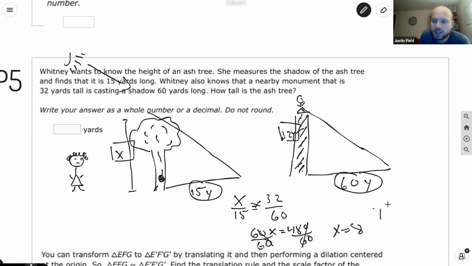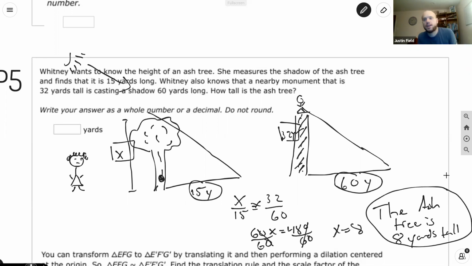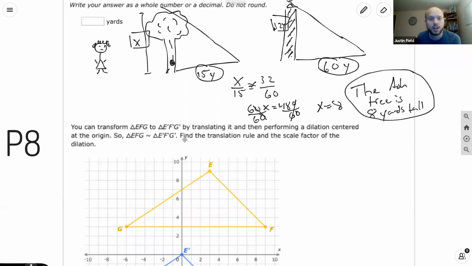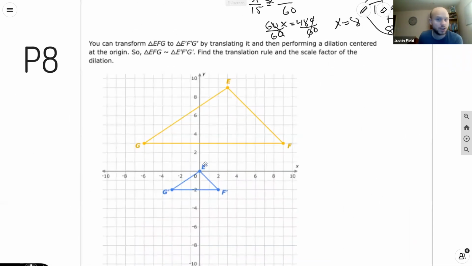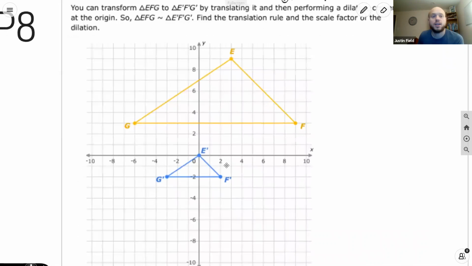That means the ash tree is 8 yards tall. So you can do that. You can measure your shadow. You can know how tall you are. You can measure the shadow of a building or a big tall thing. And then you can use some geometry and calculate how tall it is, even though you could never measure it. And that is cool.